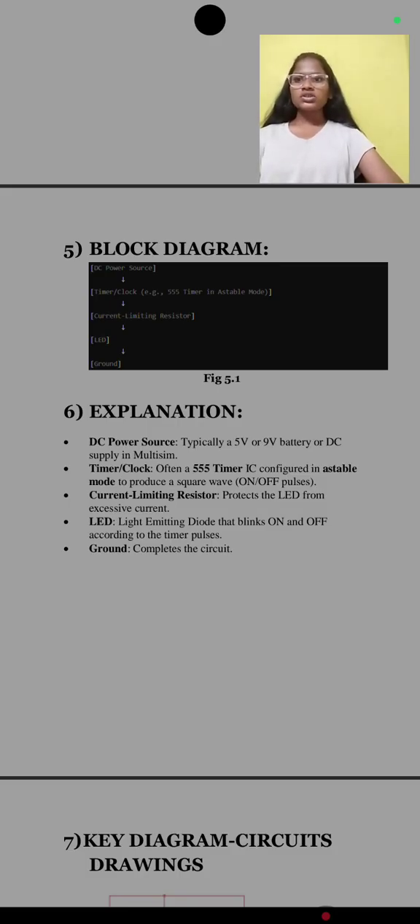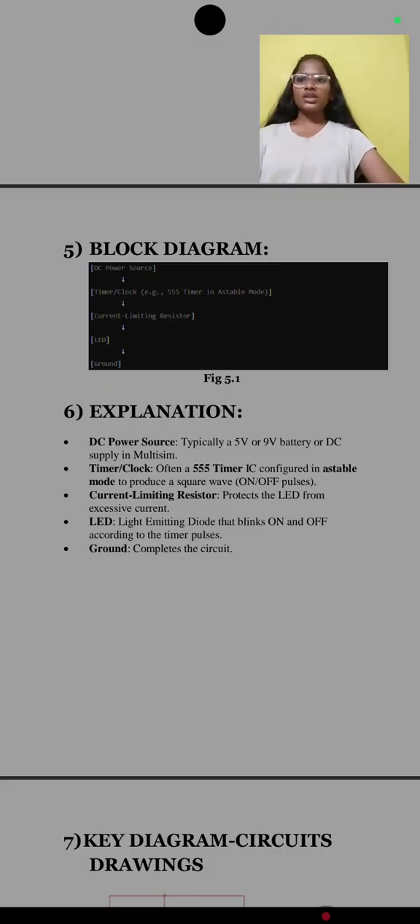DC power source, and after that timer, clock, then current limiting resistor, then LED, and then ground. Explanation. DC power source, typically a 5 volt or 9 volt battery or a DC supply in Multisim.